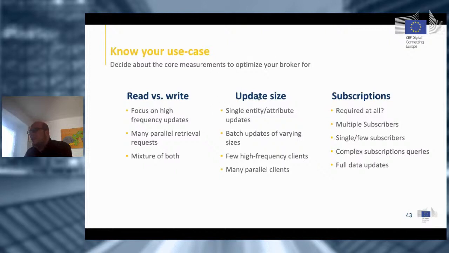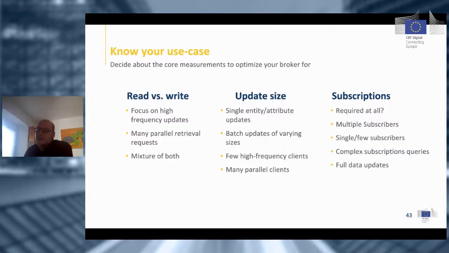The next important point to look at is the kind of updates. The API allows different ways of it. So, for example, updating a single entity, updating single attributes, or updating multiple entities in one batch. If your use case requires, for example, a lot of parallel updates of single entities or attributes, the configuration of connection pools for the broker and the connected databases are very important. While if you have fewer but bigger batch updates, you put more pressure on the broker's memory.